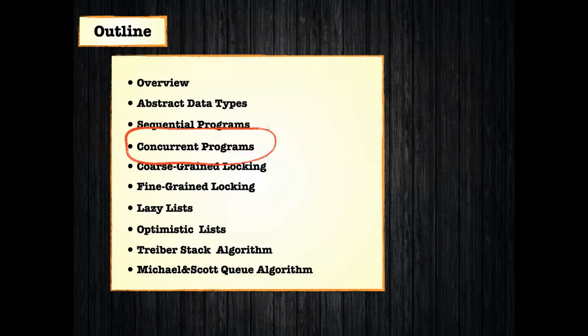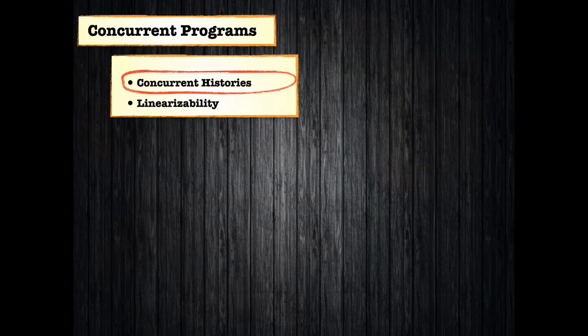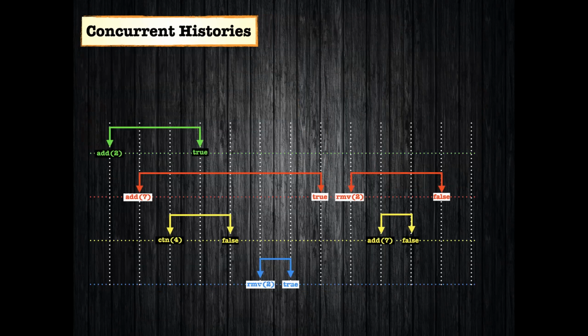Then we started with concurrent programs, and we did this in 2 steps. First we defined concurrent histories, and we said that in contrast to a sequential history, a concurrent history is a history in which the method calls may overlap. So we still have calls or invocations and matching returns, but now it's not the case that each call is immediately followed by the response. In fact, these calls and returns may overlap.